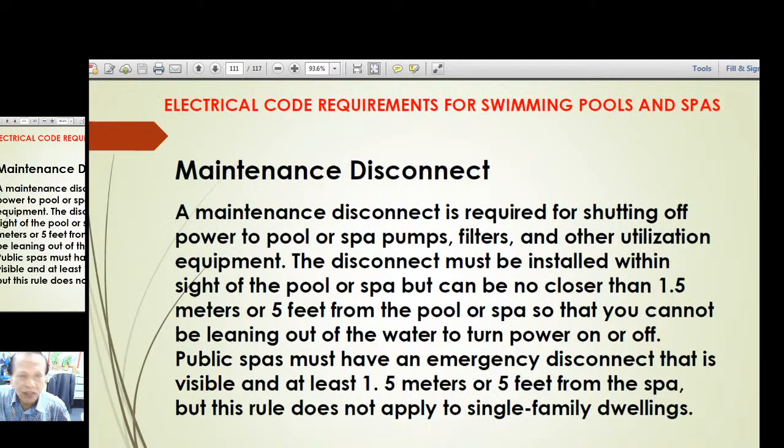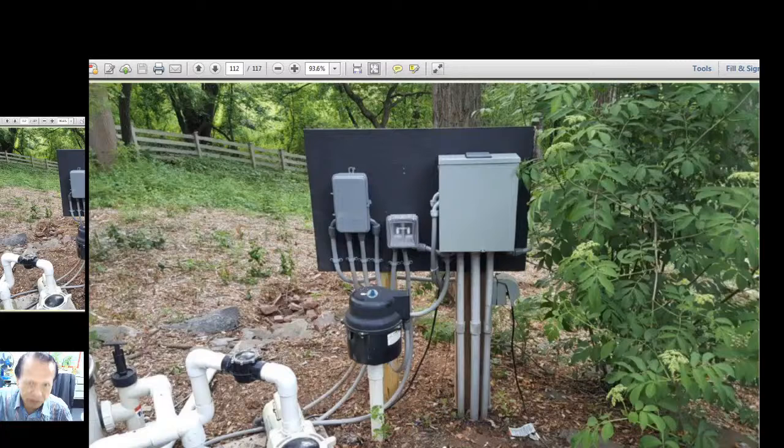Okay, maintenance disconnect. A maintenance disconnect is required for shutting off power to the pool. So there should be a main disconnect. In case of an emergency, you can go immediately to that main breaker and shut it off. Here is a picture of a maintenance breaker, this big box here.